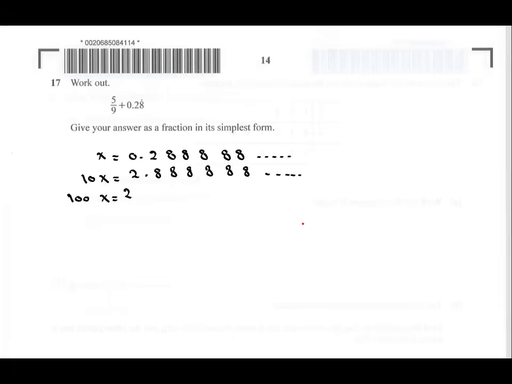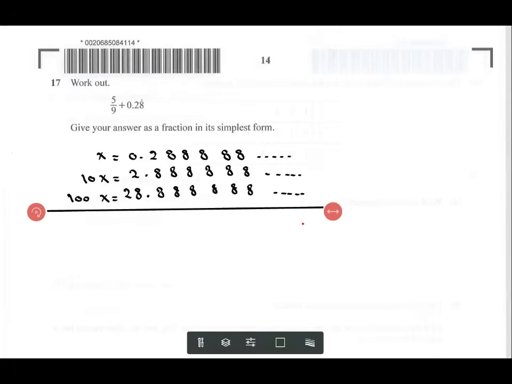Question 17, addition question. But we have a recurring decimal here. We have to transform this recurring decimal into a fraction. x equals 0.288888 and so on. 10x equals 2.888888 and so on. 100x equals 28.888888 and so on.